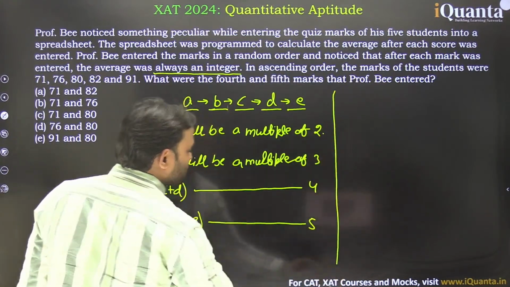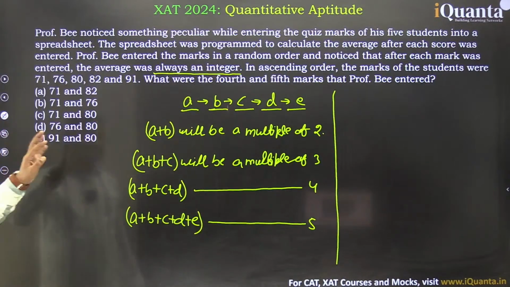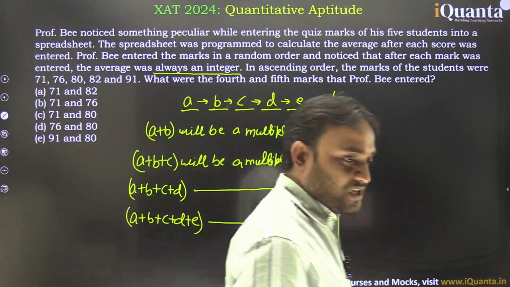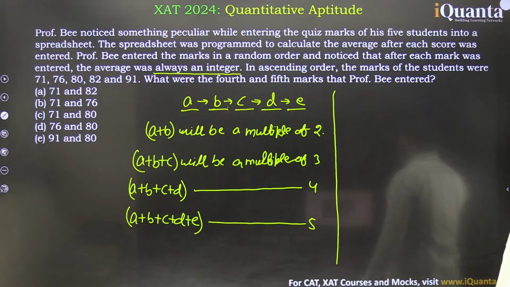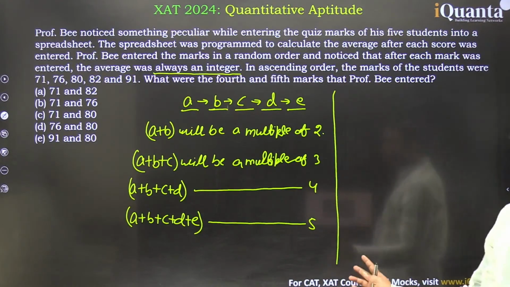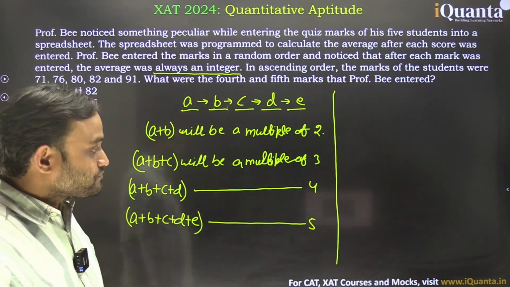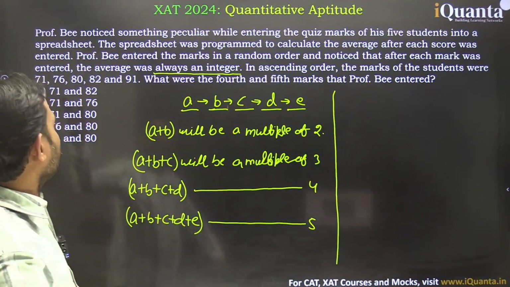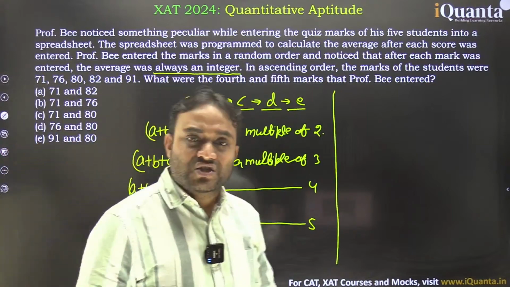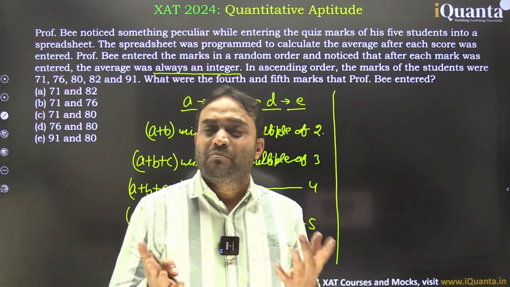Is that clear to everyone? Is this clear to everyone that A plus B should be even, A plus B plus C should be a multiple of 3, A plus B plus C plus D should be a multiple of 4, and A plus B plus C plus D plus E should be a multiple of 5? Now let's see, out of these 5 numbers, which 3 numbers give us a multiple of 3?